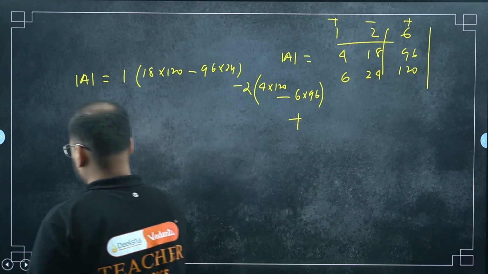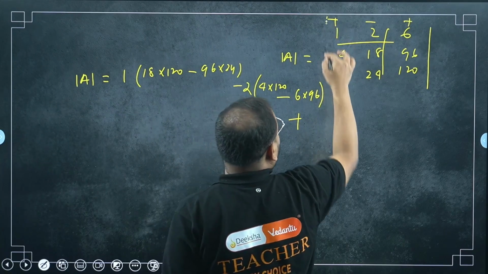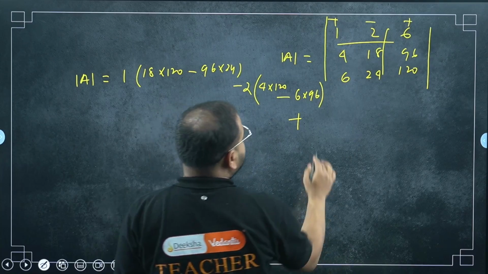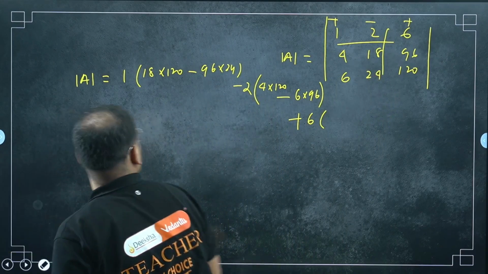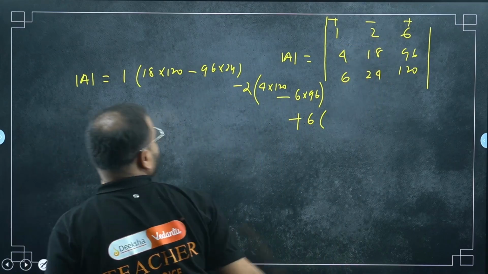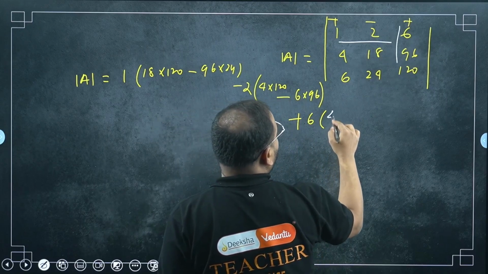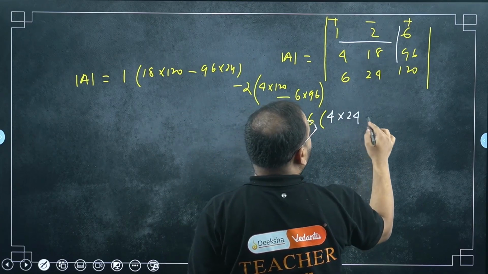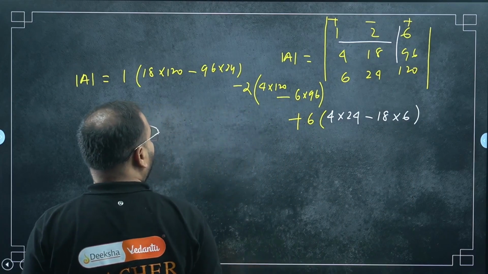Let me erase this. Okay. So plus 6 times of, in this case, I will have this cancelled. This and this. So I will have this what? 4 times of 24 minus 18 times of 6. Correct? Okay, sir. Alright.